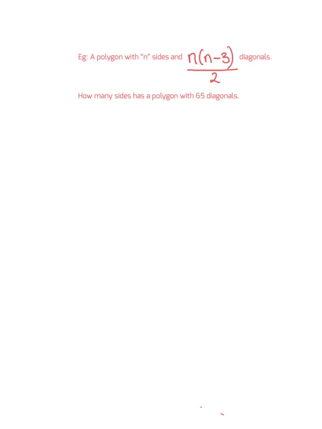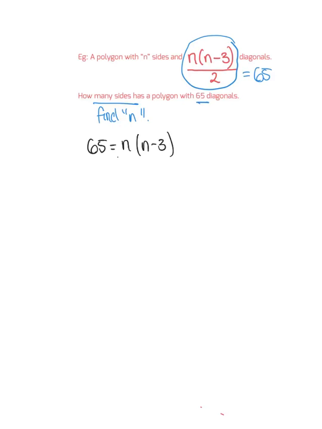Okay, a polygon with n sides has n(n minus 3) over 2 diagonals. These are the formulas for this particular polygon. How many sides has a polygon with 65 diagonals? Because that is the formula for diagonals, we're saying that it equals 65 in this scenario. We want to know how many sides, so really we're finding n. So we'll put in the information we've got: 65 equals n(n minus 3) over 2.